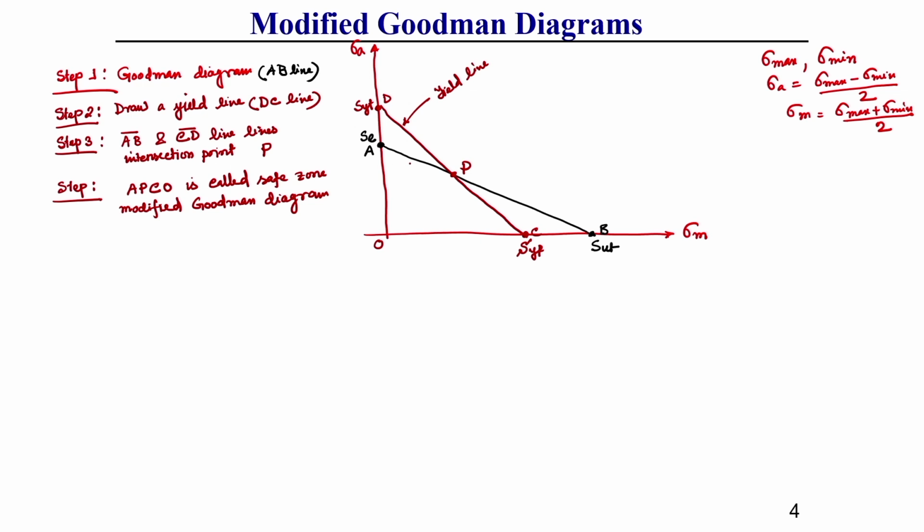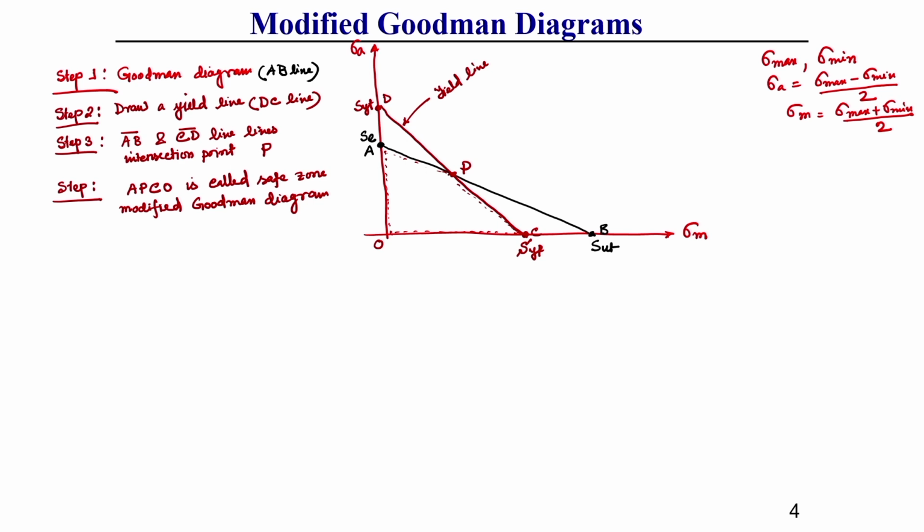So, which zone is called the modified Goodman diagram? You can say this zone. I am just showing it in dotted line. Whatever zone I am showing, that is OAPC, or you can say APCO, this zone is generally called the modified Goodman diagram. This you should keep in mind.